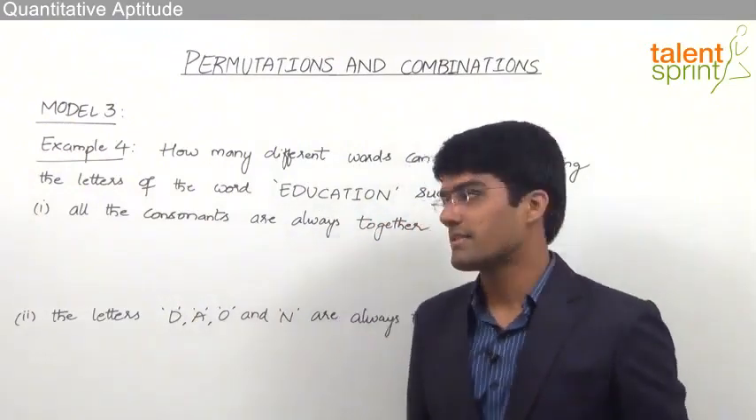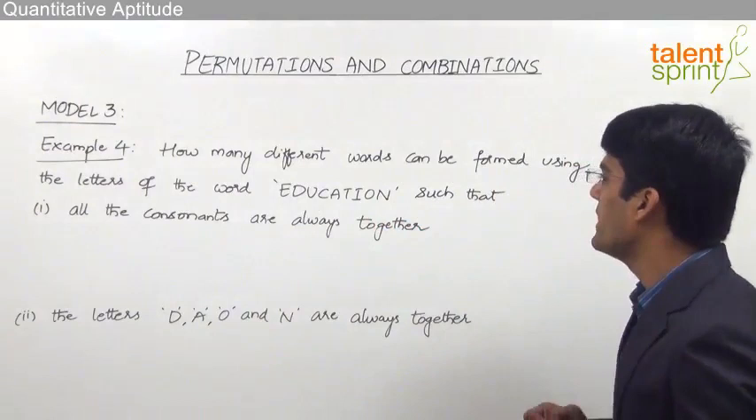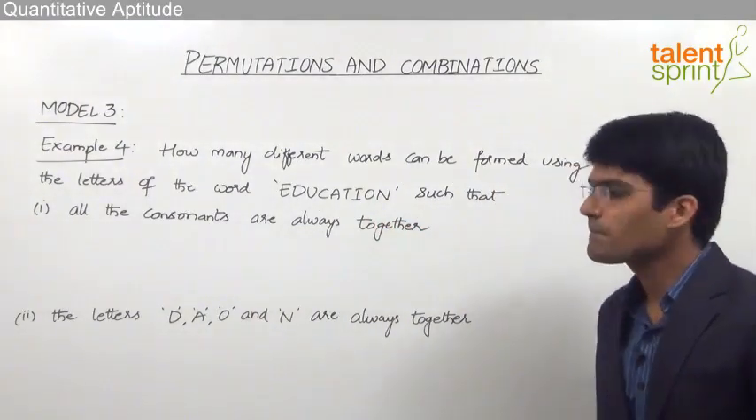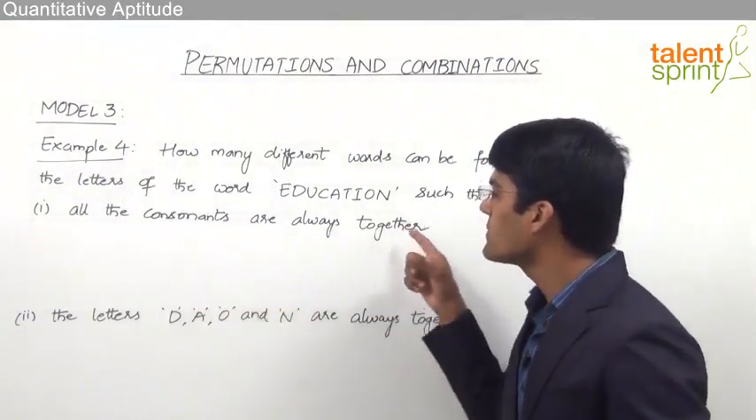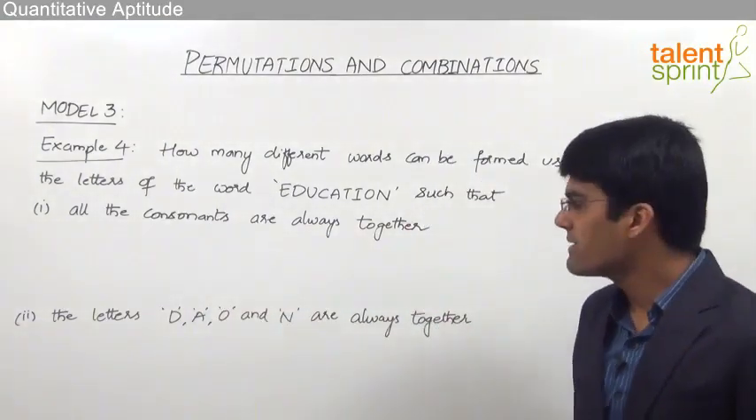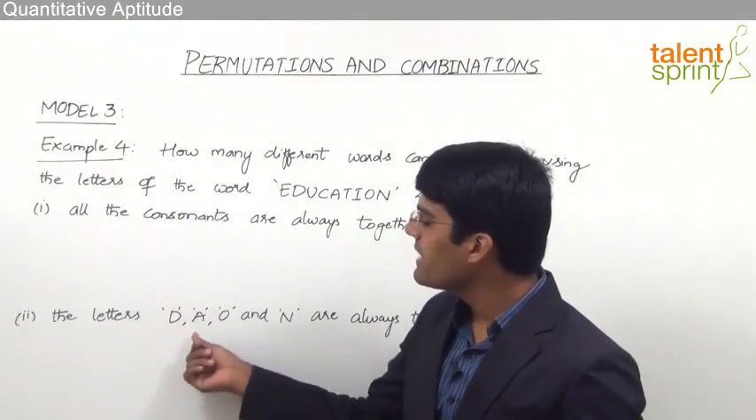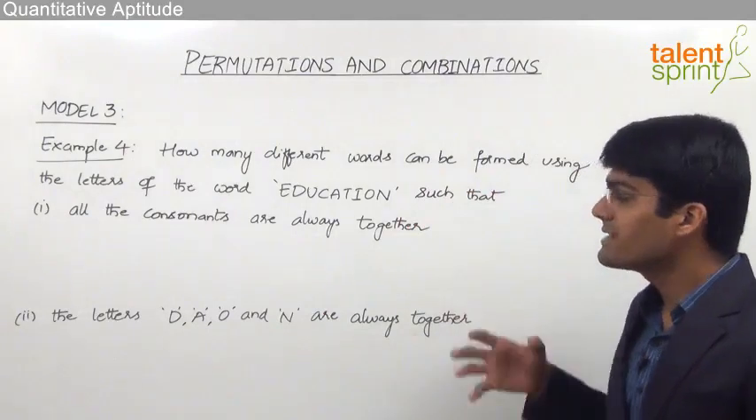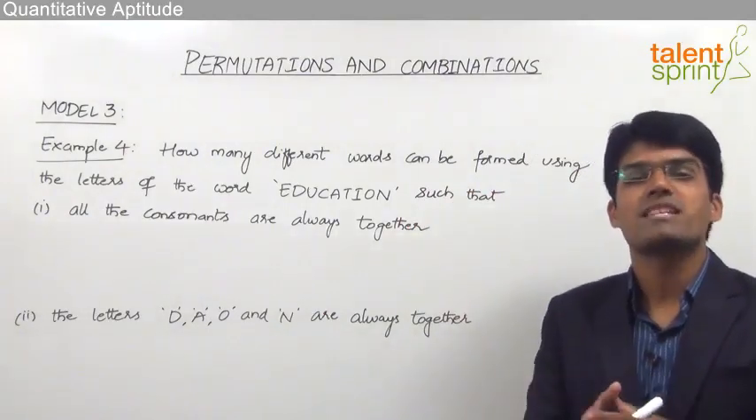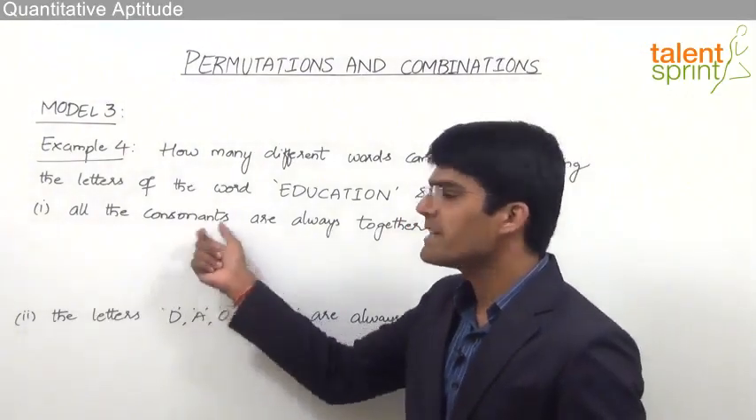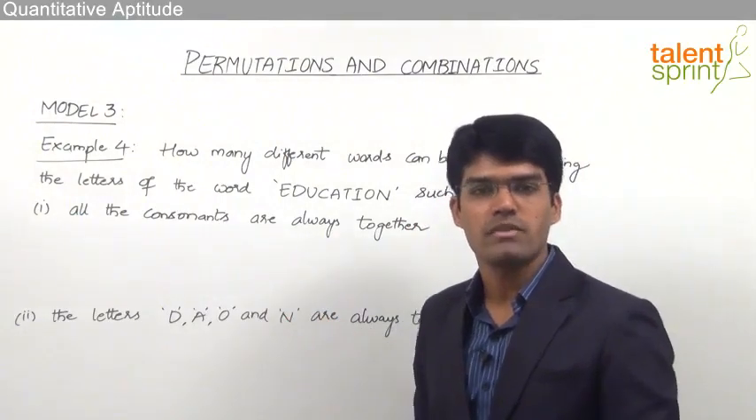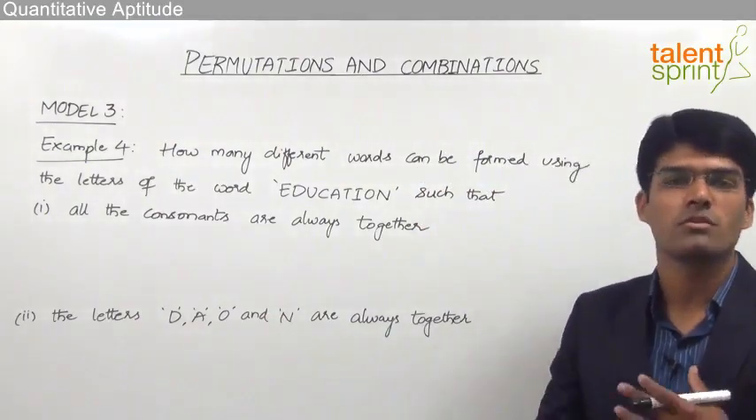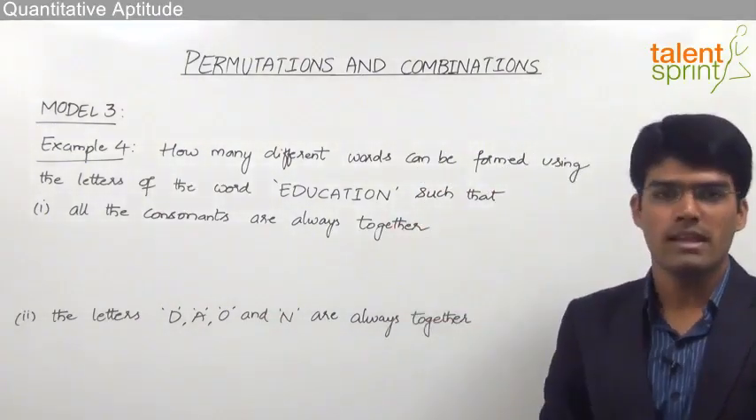The question here says how many different words can be formed using the letters of the word education such that the first bit says all the consonants are always together. And the second one here says the letters D, A, O and N are always together. So here we see that the condition is with respect to a set of objects being together. The first one says all the consonants must be together in whatever words we form. And the second one says these particular letters have to be together in whatever words that are formed using the letters of the word education.